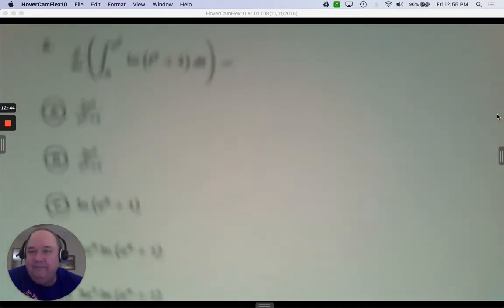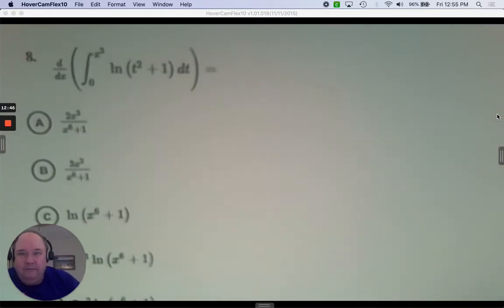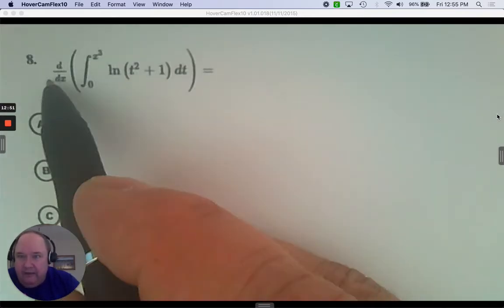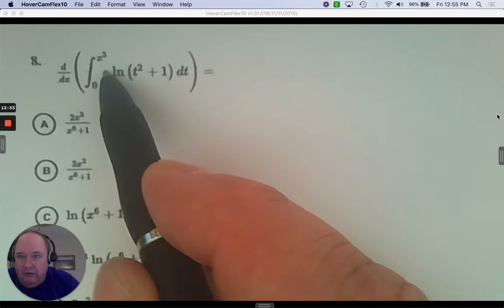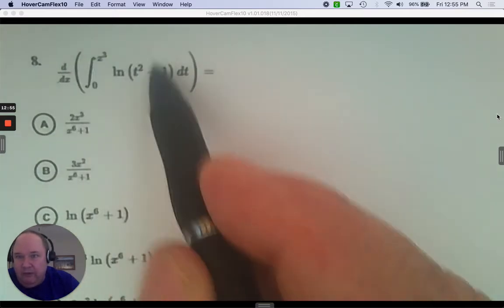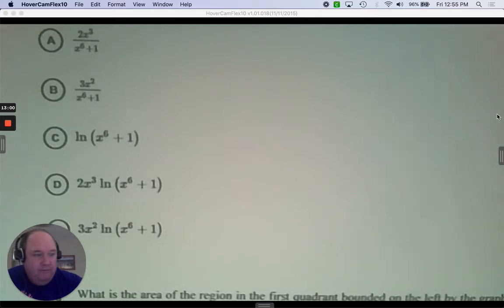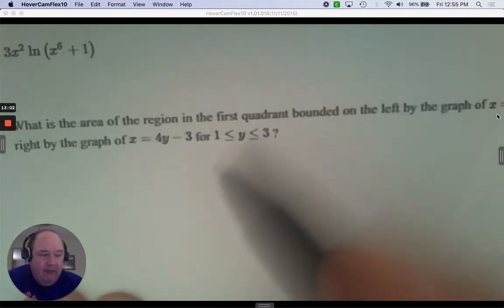Number 8. In number 8, you have a derivative and integration. They undo each other. I want you to substitute in, don't forget the hook on, and then look for the answer. Write it out.